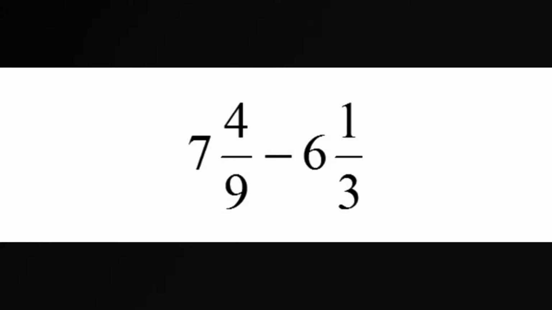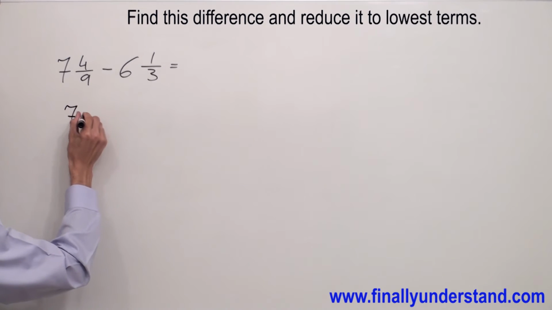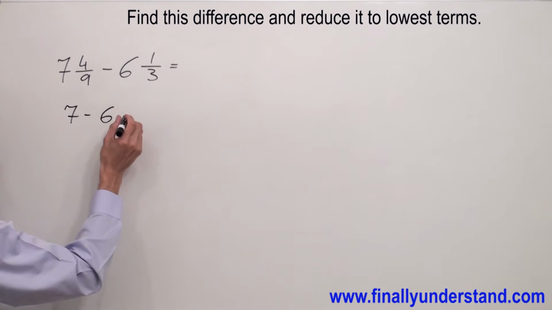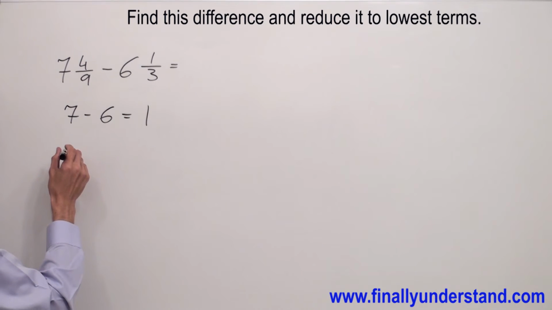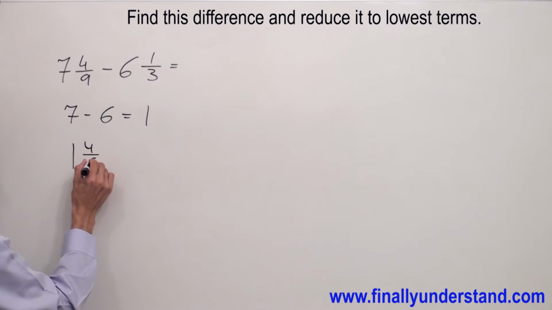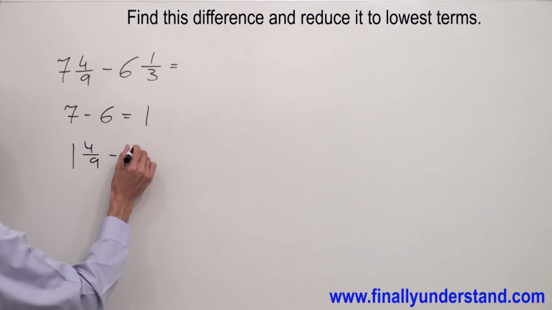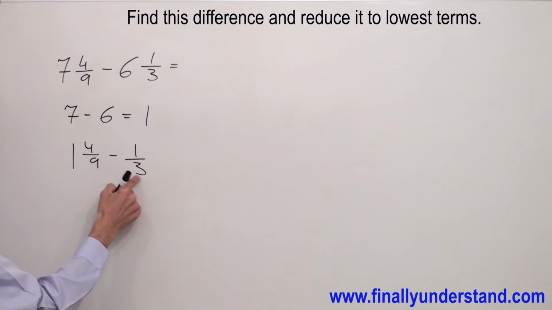Let's take a look at this example. Again, I'm going to subtract the whole numbers first. I have 7 minus 6 is equal 1. That's why my problem looks like this: 1 4/9 minus 1/3. Okay, I have different denominators.